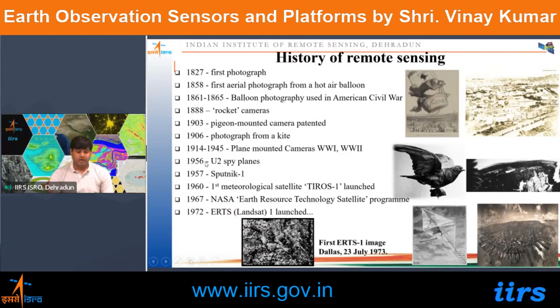After that, in 1956, U-2 spy planes were made. In 1957, the first satellite was launched. In 1960, the first meteorological satellite was launched. In 1967, the major technological development happened in remote sensing in terms of satellite programs, named the NASA Earth Resources Technology Satellite Program. The first satellite used for remote sensing data acquisition was ERTS-1, but when they launched a series of satellites, they renamed it the Landsat series of satellites. So this was the first photograph taken from Landsat.